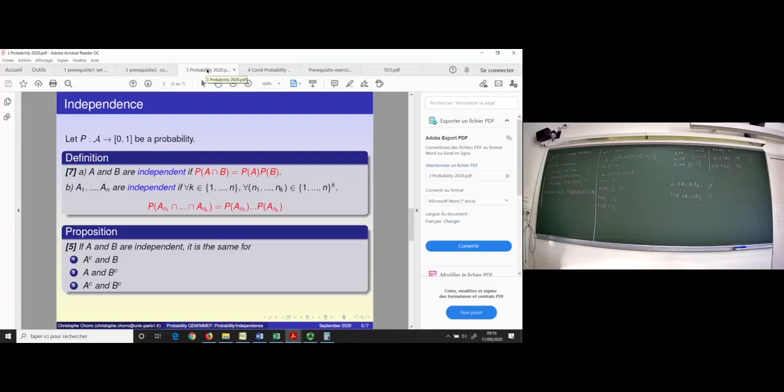So what you do if you have 4 sets, something that I have already said, you have to consider the case 2 by 2, the case 3 by 3, and the last one, the 4 at the same time. So it means that if you have a big number of sets, and you use basically the definition, you have a lot of things to do, in fact.